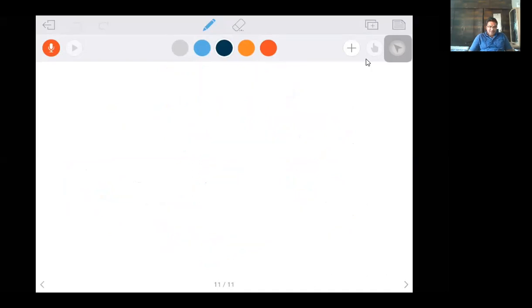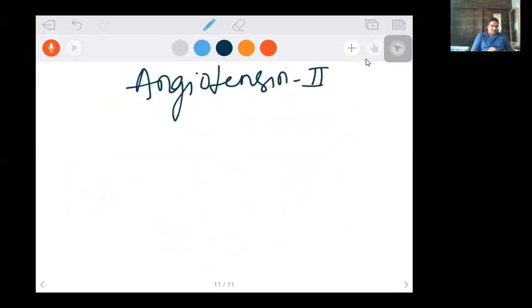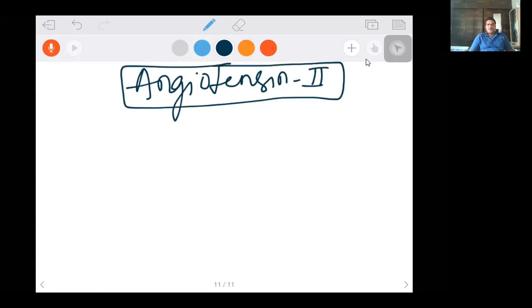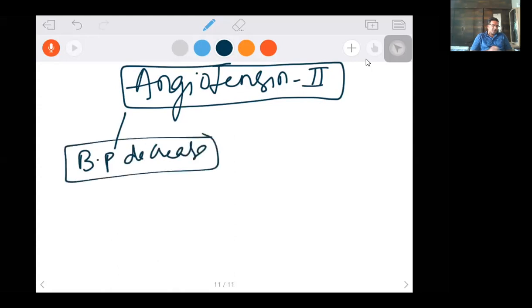Okay, what does angiotensin 2 do? What is the problem actually? The problem is that the person is not drinking water for a long period of time, the water level in the body has dropped down, and the blood pressure decreases, isn't it? So this is the problem, blood pressure decreases. How we manage this is the question.